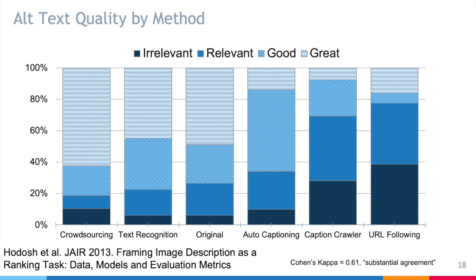The other methods, Caption Crawler and URL following, both reused alt text from around the web and had low quality alt text. Tweet matching never came up, as screenshots of tweets are pretty rare.